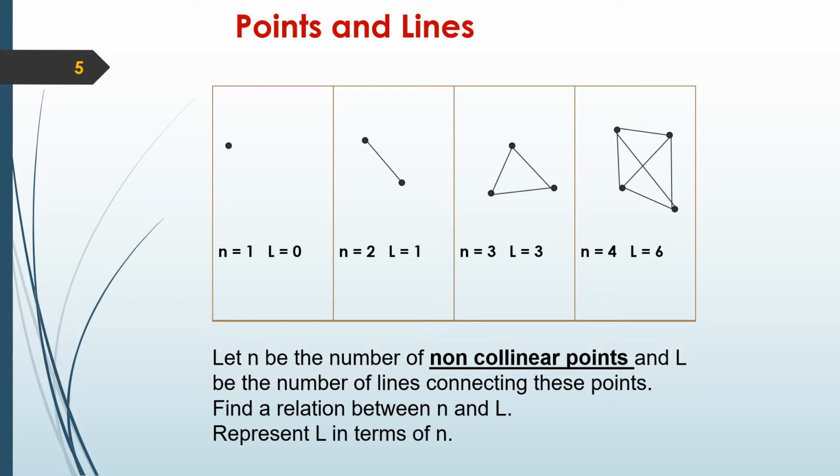In our first figure, there is only one point, and hence we cannot draw any line. In the second figure, there are 2 points, and one line can connect them. In the third figure, there are 3 non-collinear points. That means they do not lie on the same straight line. So 3 lines can be drawn connecting all the 3 points.